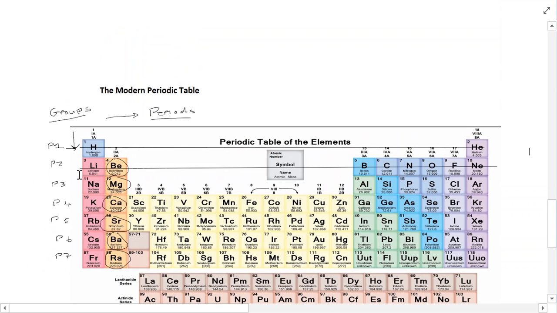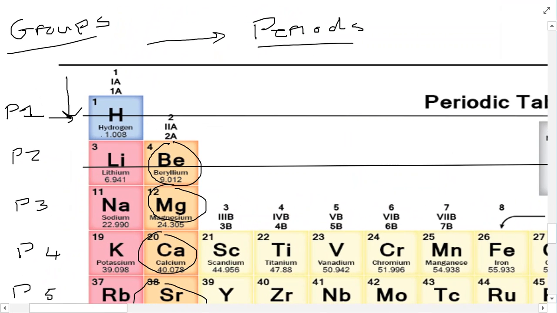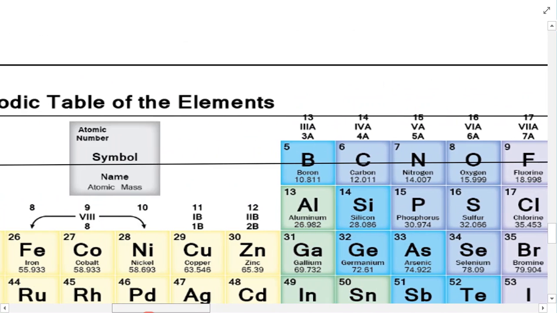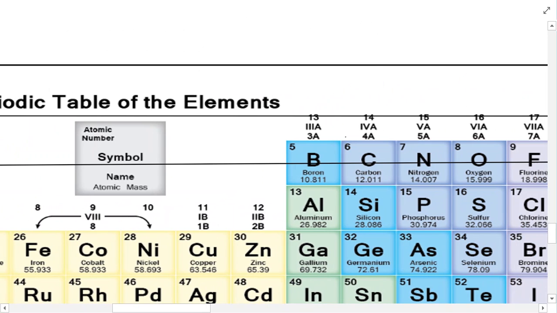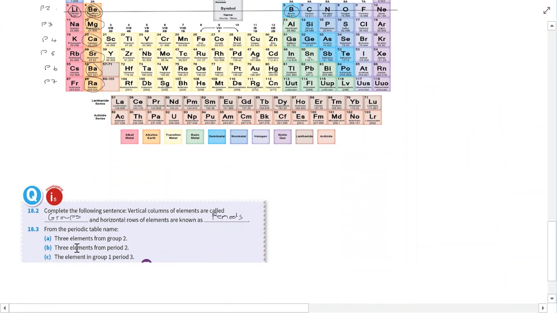If we look in here at period 2, you have lithium, that's 1. Beryllium is also another one. And then if we move across here, we have lithium, beryllium, and if we go across here, we have boron. So these are known as periods.